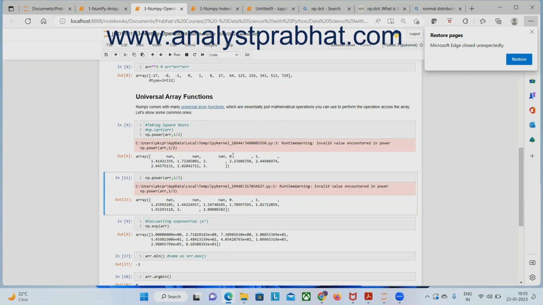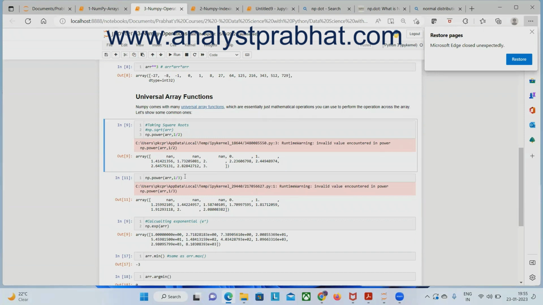So square root of 0 is 0, square root of 1 is 1, square root of 2 is 1.414, square root of 3 is 1.73. So that's fine. Square root of 9 is 3, square root of 4 is 2. So all this is fine.